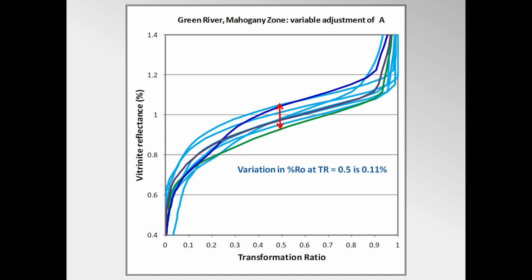This suggests that we've got to be careful about using published data in general because laboratories will have somewhat different techniques and produce somewhat different results. And therefore our confidence level is going to be slightly lower than if we have many samples generated by one laboratory.